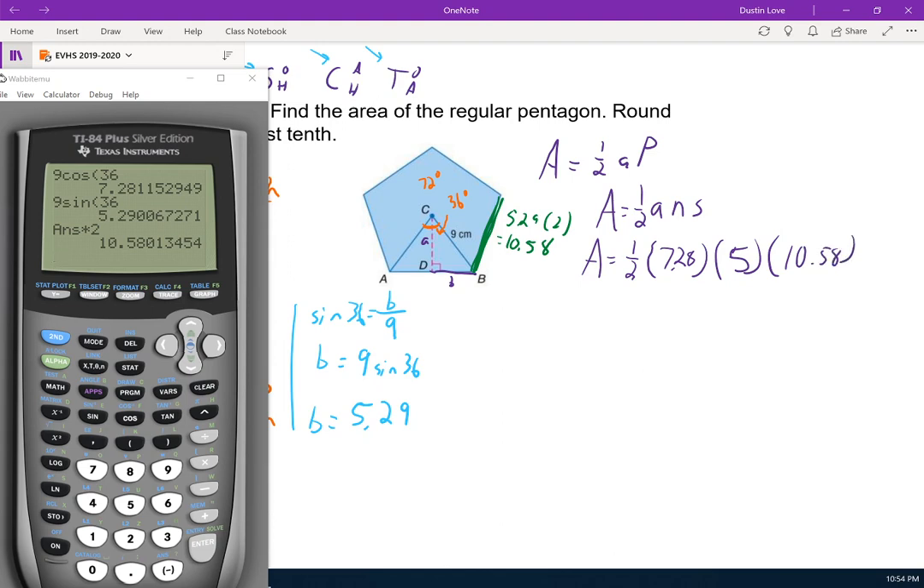And now I just type it in. 0.5 times 7.28 times 5 times 10.58. Let's make sure I got that right. 10.58, 5, 7.28, and 1/2. Yes. So my area is 192.56, not feet, centimeters squared.